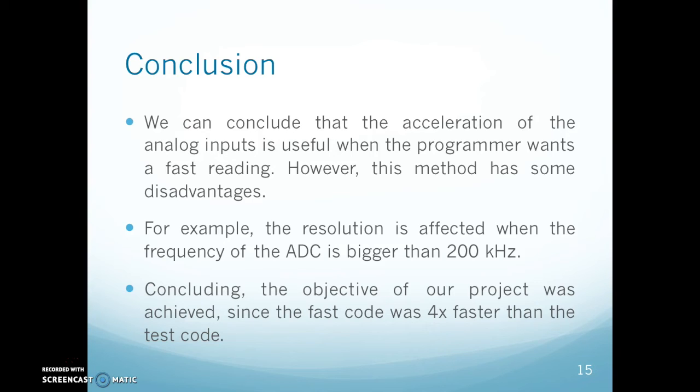Finally, we can conclude that the acceleration of the analog inputs is useful when the programmer wants a fast reading. However, this method has some disadvantages. For example, the resolution is affected when the frequency of the analog-digital converter is bigger than 200 kHz. Concluding, the objective of our project was achieved, since the fast code was 4 times faster than the test code.